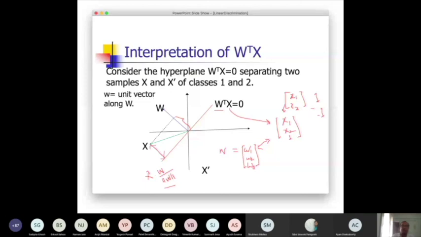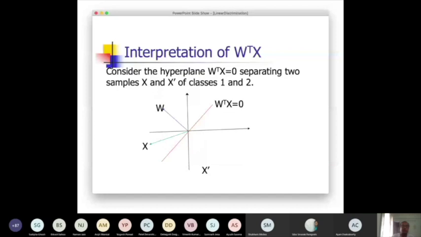Okay. So this is what I mentioned, and this is the distance you are computing. And finally, you see that this is the thing. So this is the distance that you can compute when you are performing this particular operation. If you compute W transpose X, you are getting a factor which is proportional to this distance, and that factor is basically the norm of W.